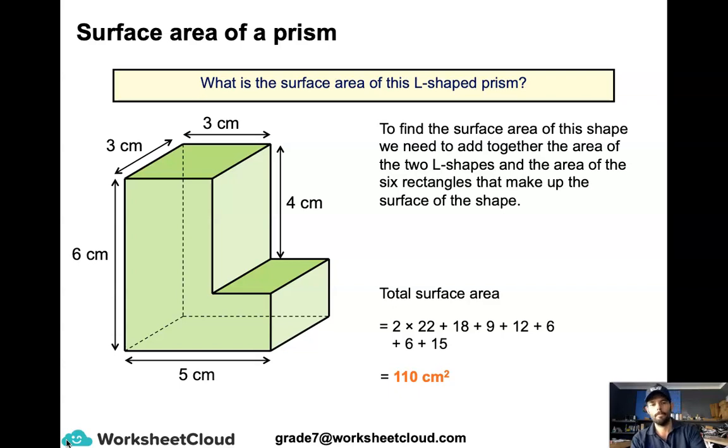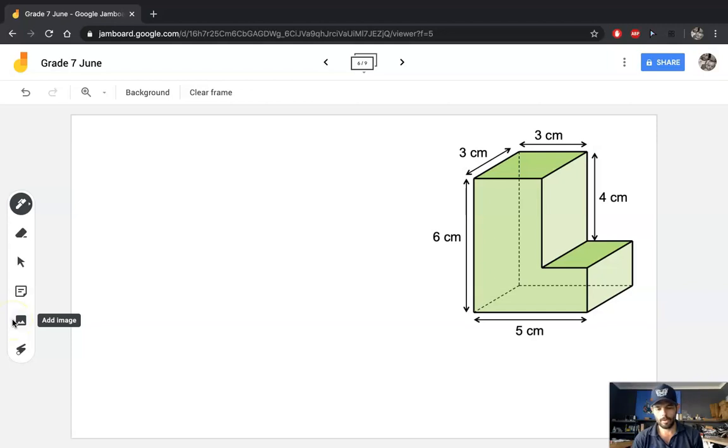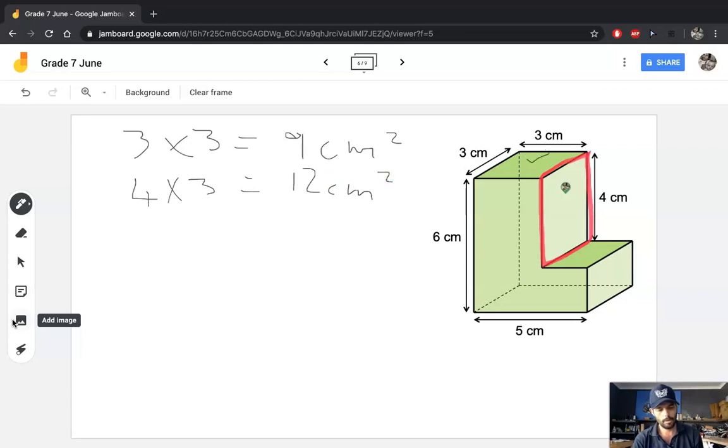So the top face is 3 by 3, so you know that the area of that top square is going to be 9 centimeters squared. Okay, then I'm going to have a look at this red face. Let's see, I'm going to draw it for you. That red face you can see has a length of 4 and a width of 3. So that's 4 times 3, which gives us 12 centimeters squared. So we've got 9 there, and we've got 12 there.